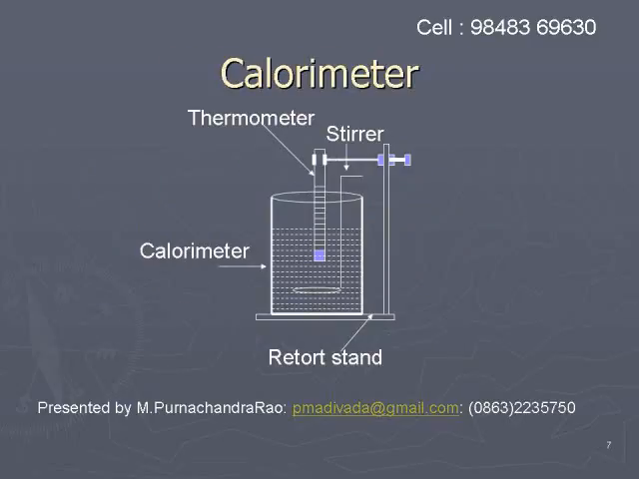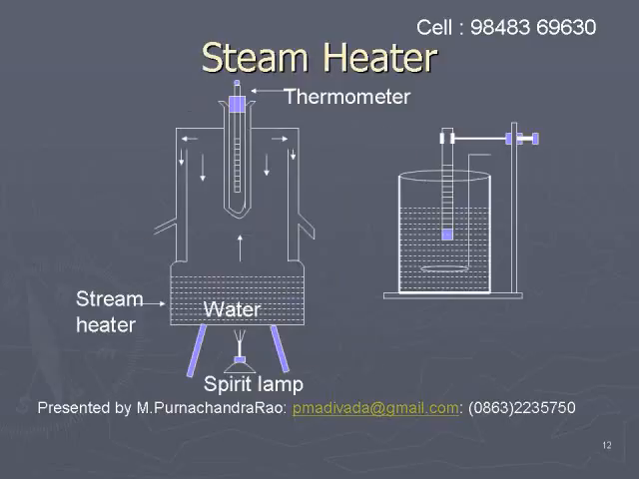Calorimeter. A calorimeter is a cylindrical copper vessel. We take some liquid like water into the calorimeter. The dotted lines indicate the water. A stirrer is a copper wire bent as a circular ring with a long handle. Then this is the thermometer, held by a clamp which is attached to a retort stand.